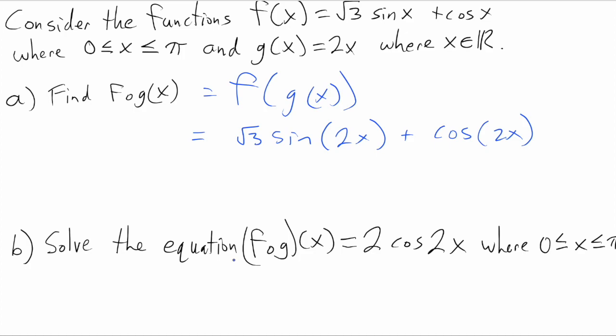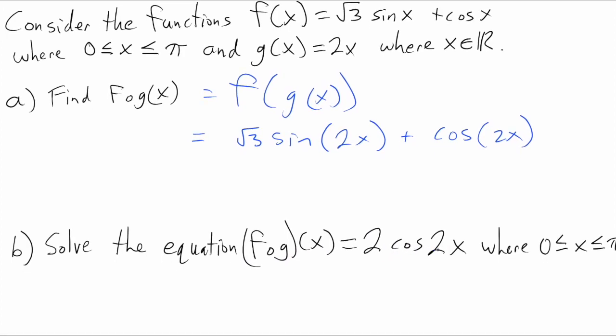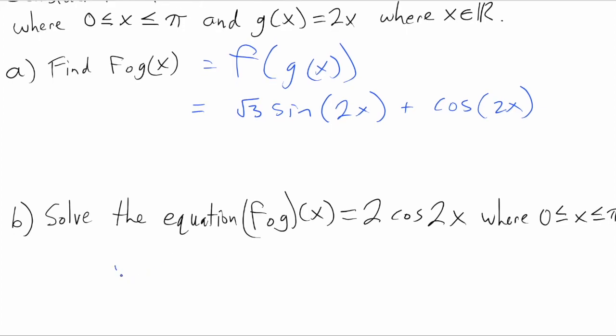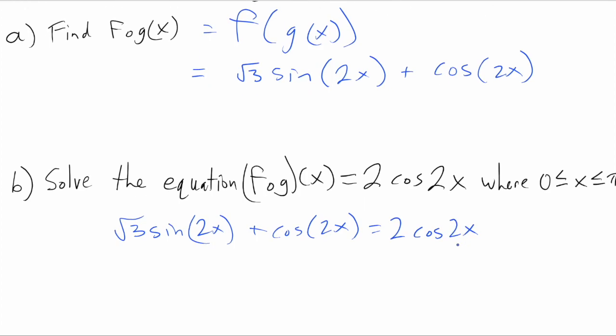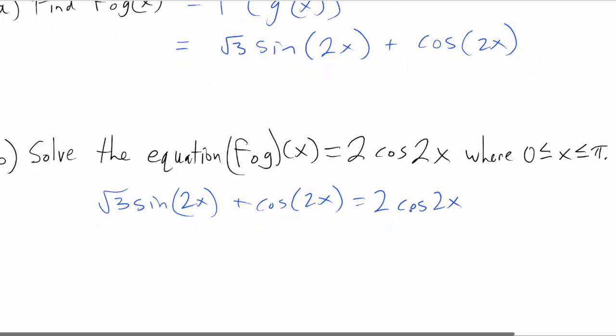In part B, solve the equation f of g of x equals 2 cosine 2x. So let's take this answer from before, which is f of g of x equals 2 cosine 2x. And okay, we can bring this to this side, subtract cosine 2x from both sides. We got root 3 sine 2x equals cosine 2x.